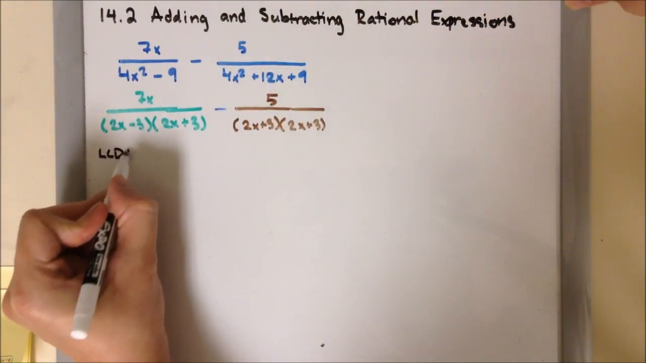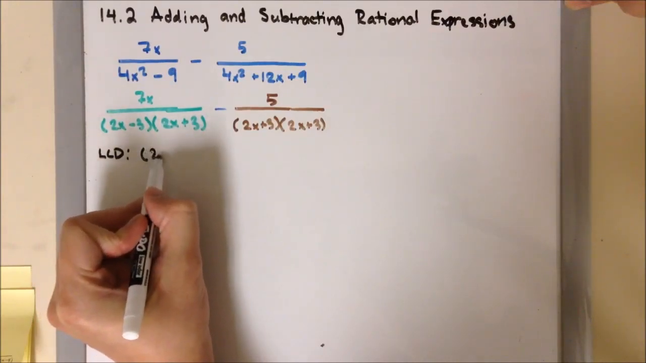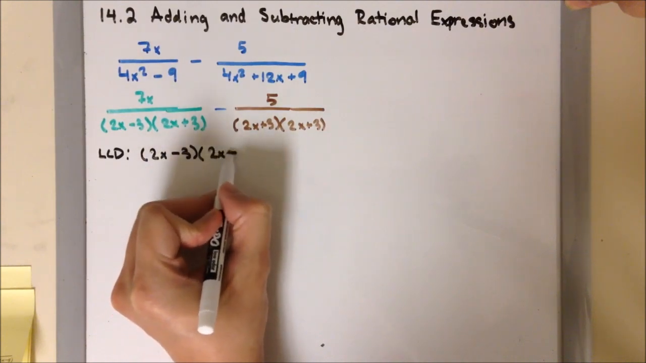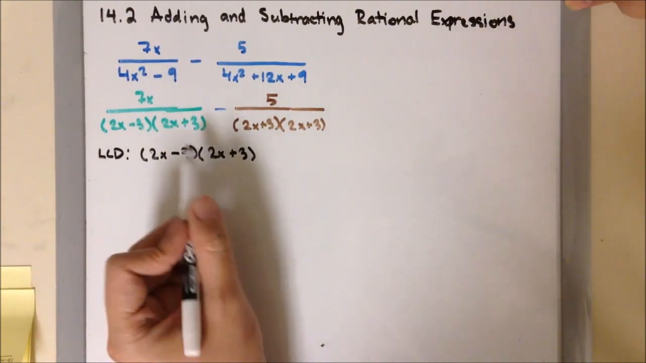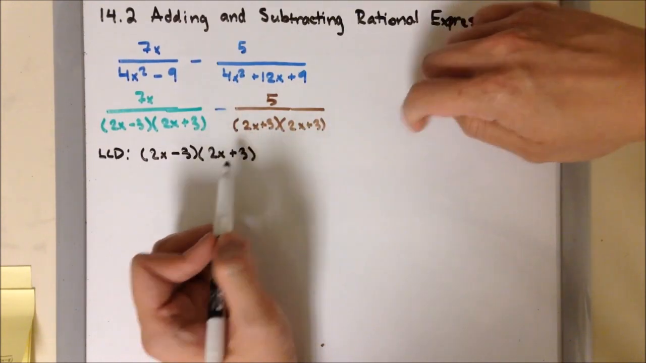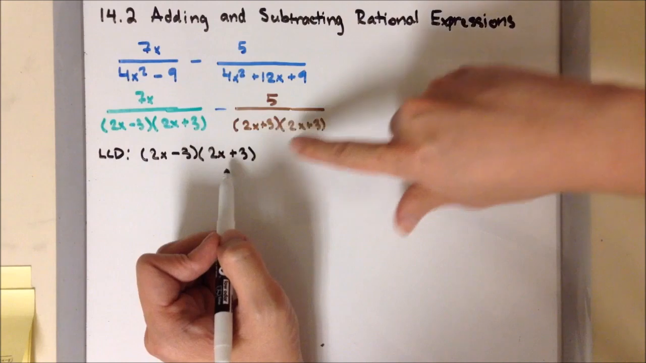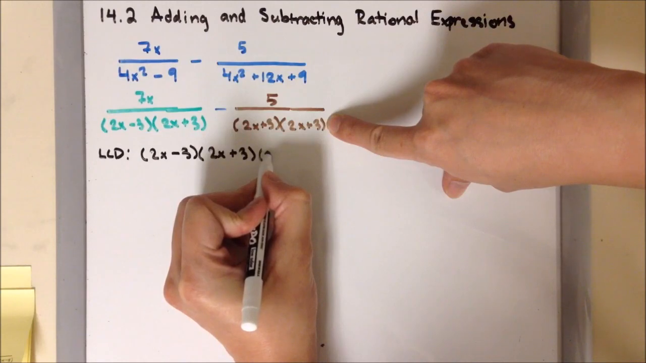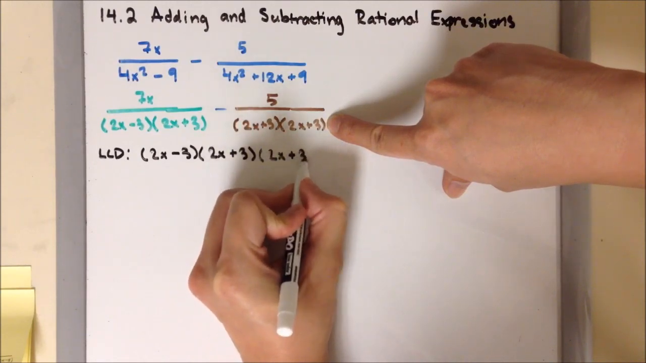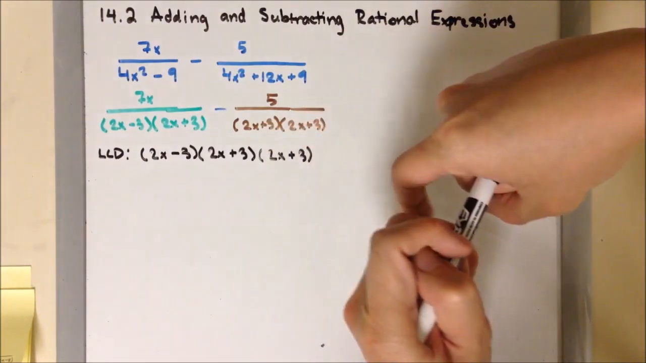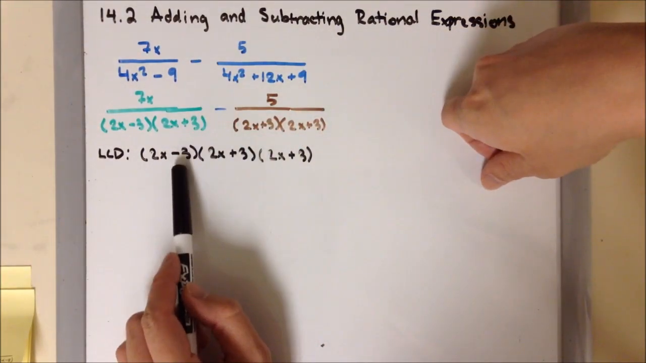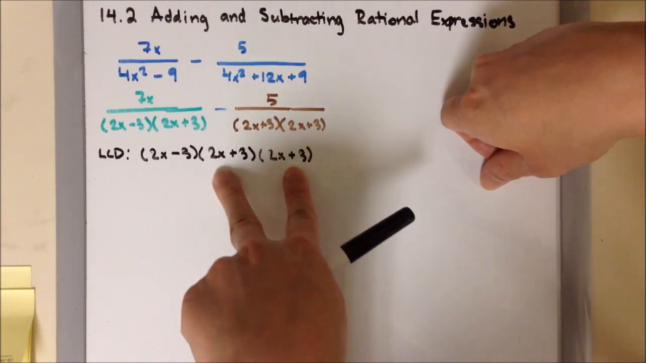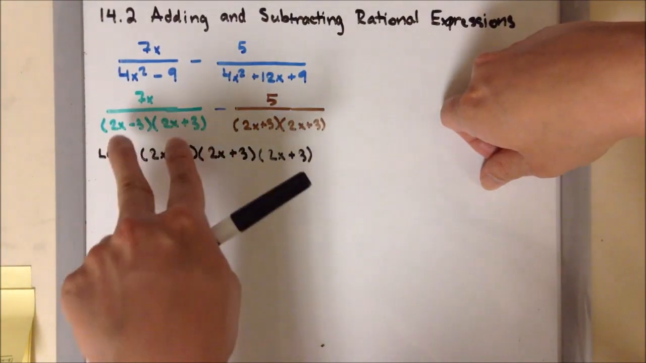So if we look at our first fraction, we have a factor of 2x minus 3 and another factor of 2x plus 3. Now in comparison to the second fraction, I already have one 2x plus 3, but there's another one, so I'm going to include the second factor from the second fraction, 2x plus 3. So here is my LCD: 2x minus 3, 2x plus 3, and then another 2x plus 3.